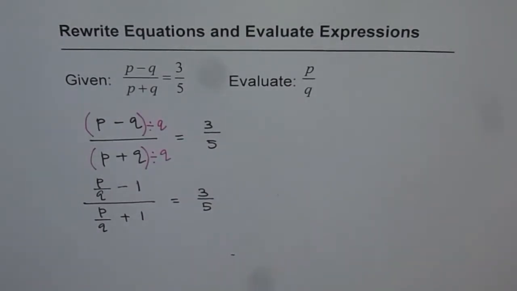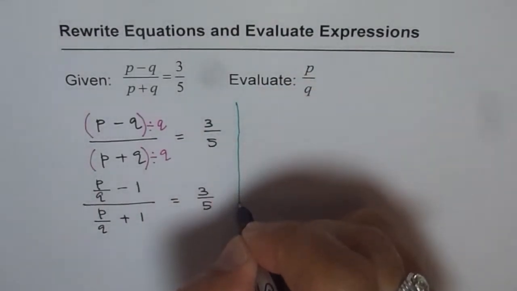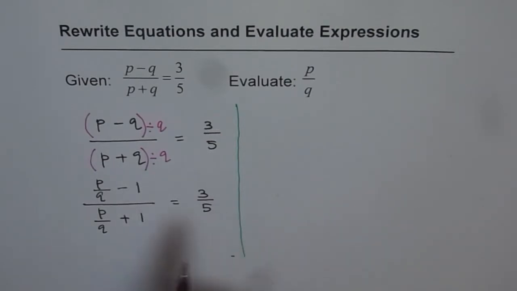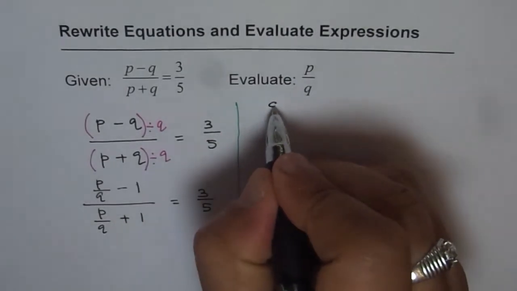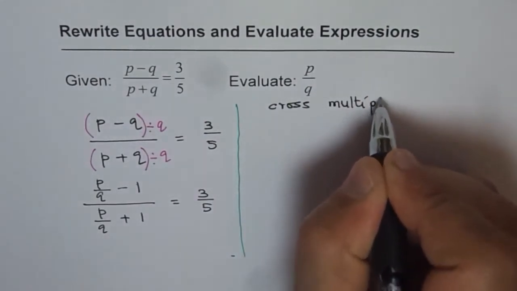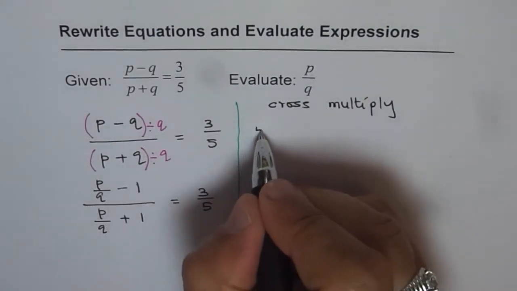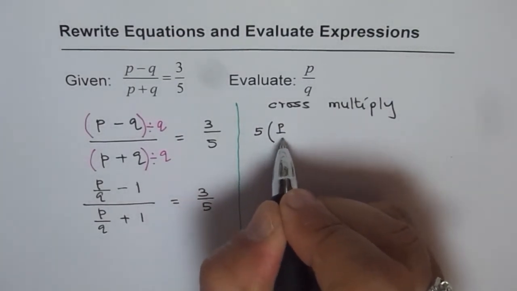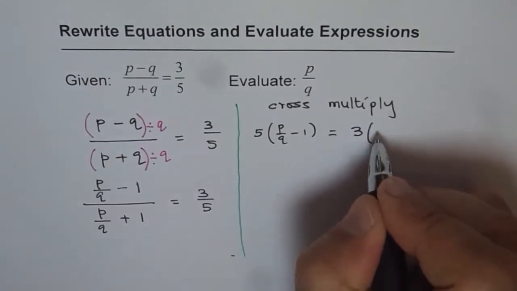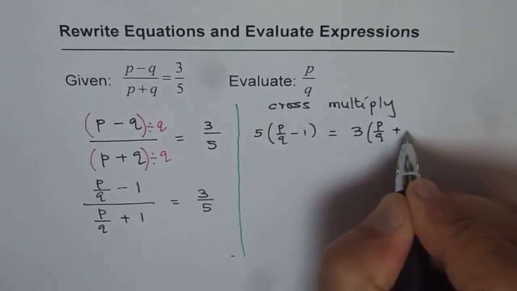Correct? That's what we get. And since we need to find p over q, that is the only variable left for us, so we can always calculate this. Correct? So let's move on and solve this equation. We'll cross multiply. So now we cross multiply. So it becomes 5 times (p over q minus 1) equals 3 times (p over q plus 1).